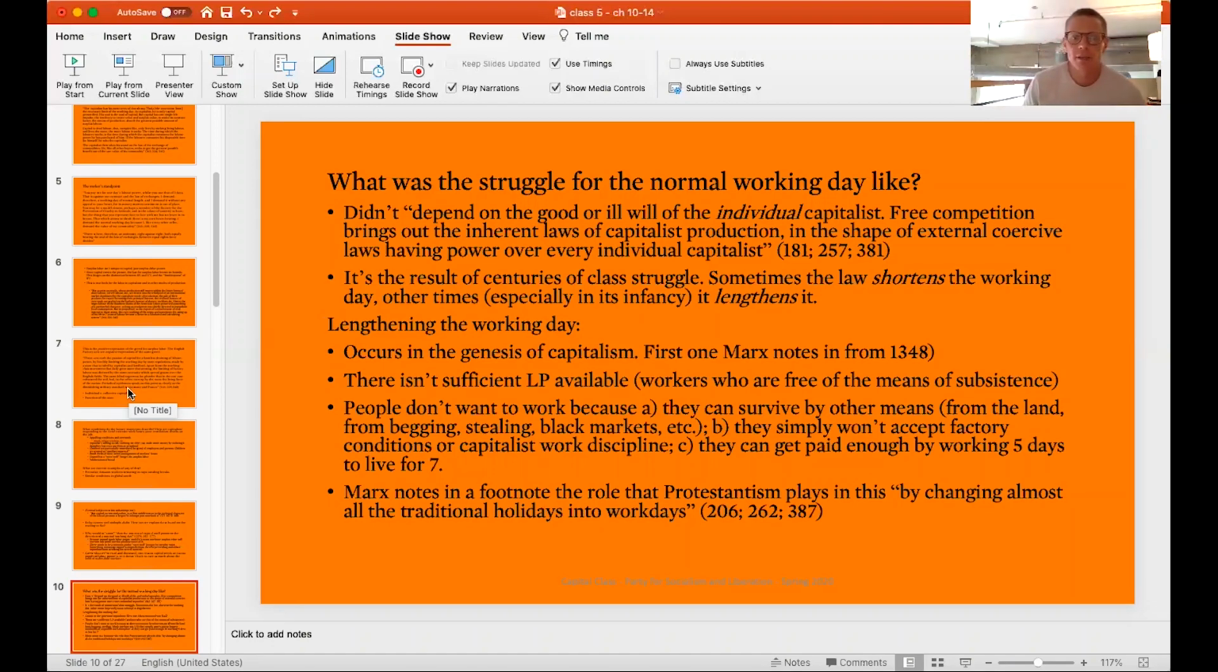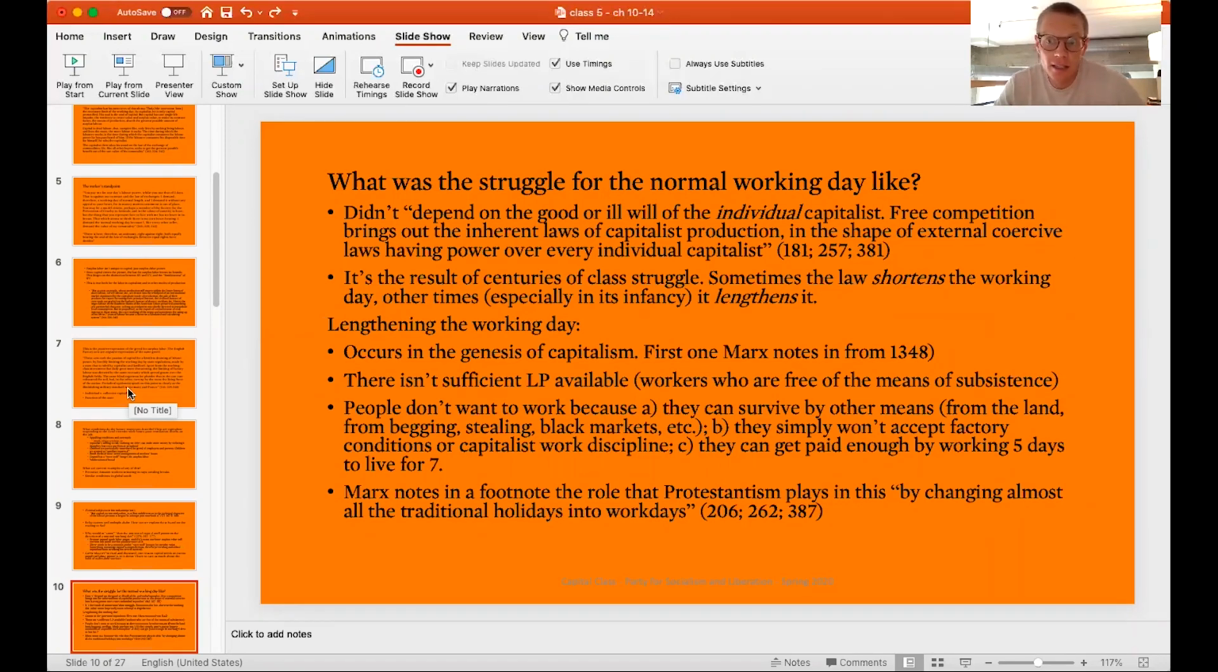One is that people don't want to work in the factories under capitalist conditions, because they can survive from other means, from the land, or from begging or stealing or black markets or whatever. They don't want to accept the factory conditions or the capitalist work discipline, right? It's a radical transformation from working the field, even though that's still an exploitative relationship relative to the feudal lord, than it is working in a factory under a capitalist. Well, we'll get into some of this a bit later.